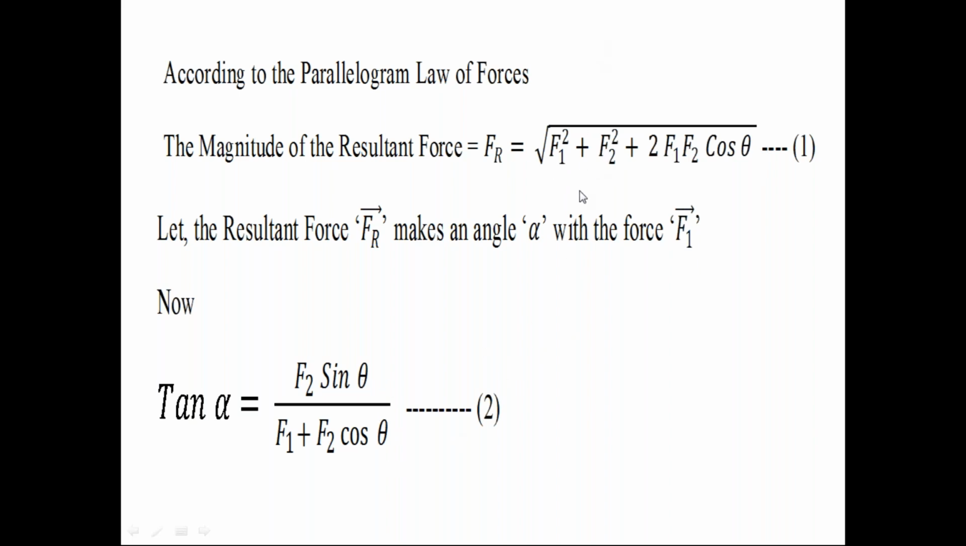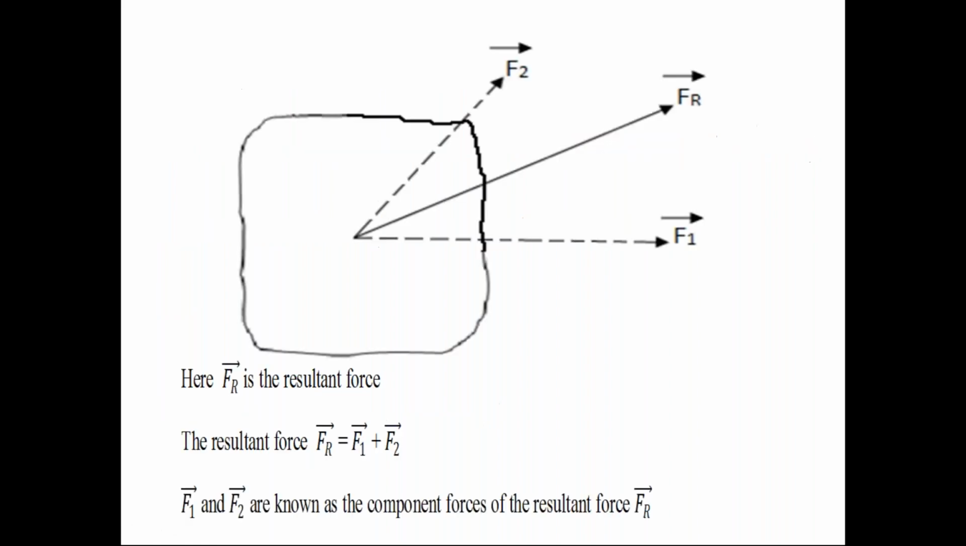Theta is the angle between F1 bar and F2 bar, and alpha is the angle between the resultant force and F1 bar. So tan alpha is equal to F2 sin theta by F1 plus F2 cos theta. In intermediate, you studied tan alpha is equal to q sin theta by p plus q cos theta. Here q is equal to F2, p is equal to F1. This is the parallelogram law of forces to find the resultant force of two coplanar concurrent forces F1 bar, F2 bar acting on the rigid body.